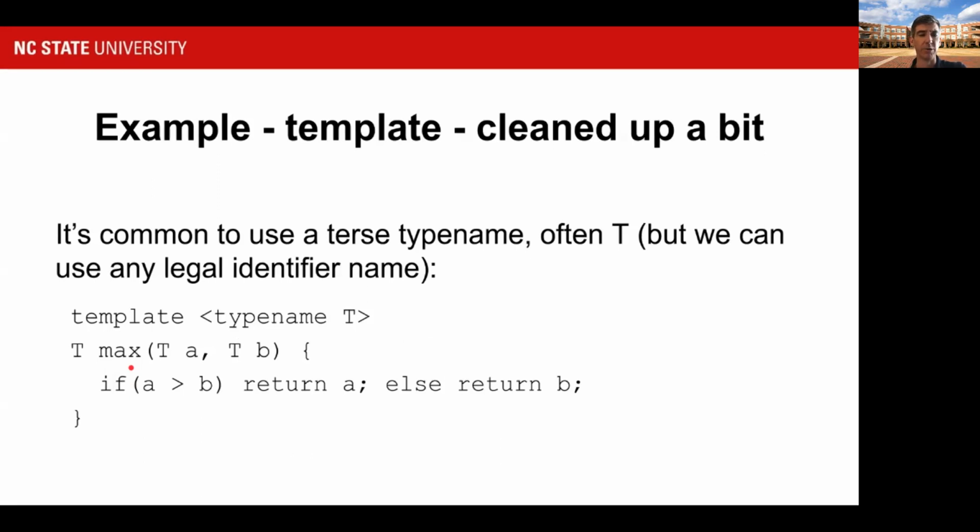I can clean up that code a little bit just to make it look a little bit better. It's common to use a terse type name, often just T, to stand for type. Although any legal identifier name works, you'll often see templates written like this: template, and then type name T. Since it's a type, we just use a single capital letter to reflect that. And then this return type T, this argument type T, and this argument type T should all be the same type when the compiler decides to use this function.